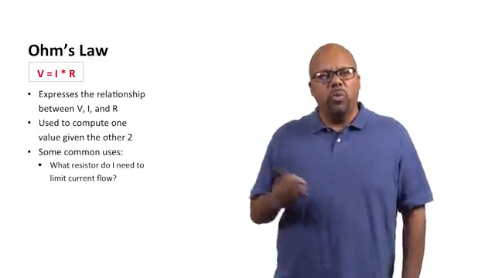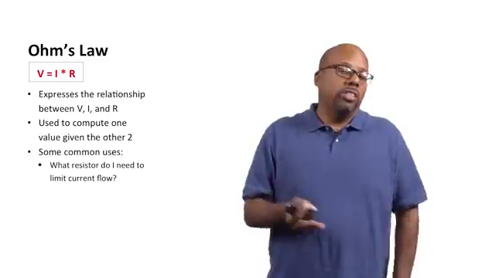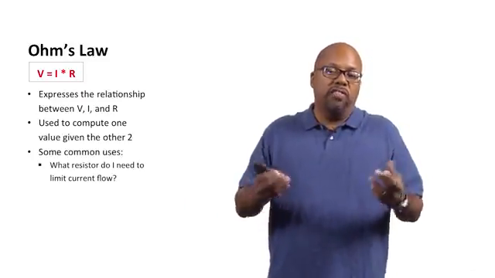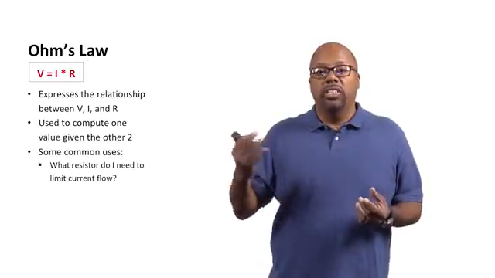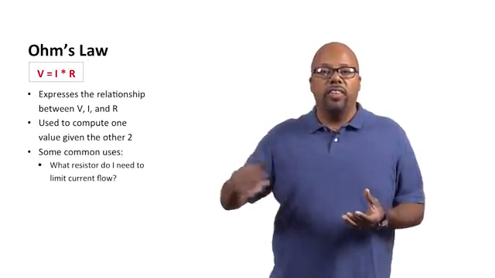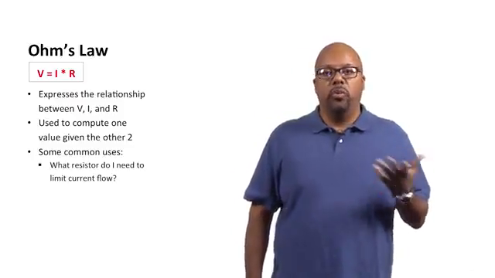So if you want to figure out what resistance do I need to make sure that my current is low enough, you plug in the voltage, say Arduino Uno is 5 volts. The current limit that you want, you plug that in, and then you can solve for the resistance and say, okay, this is the type of resistor that I need. So that's one way that you will need to use this.